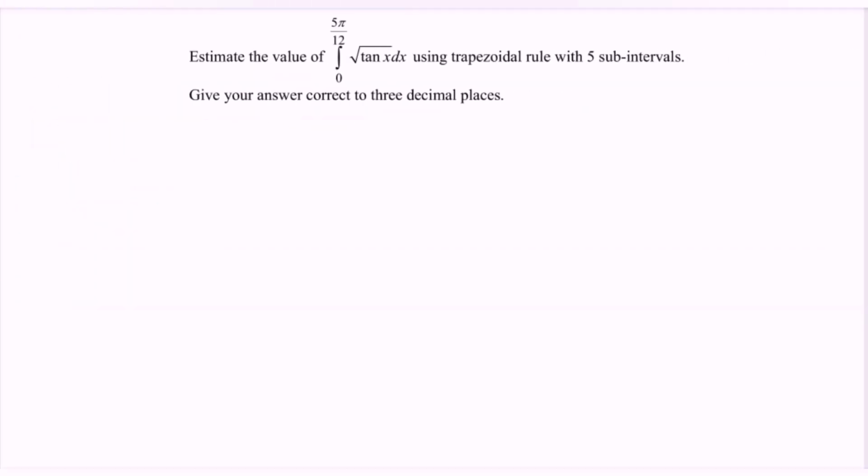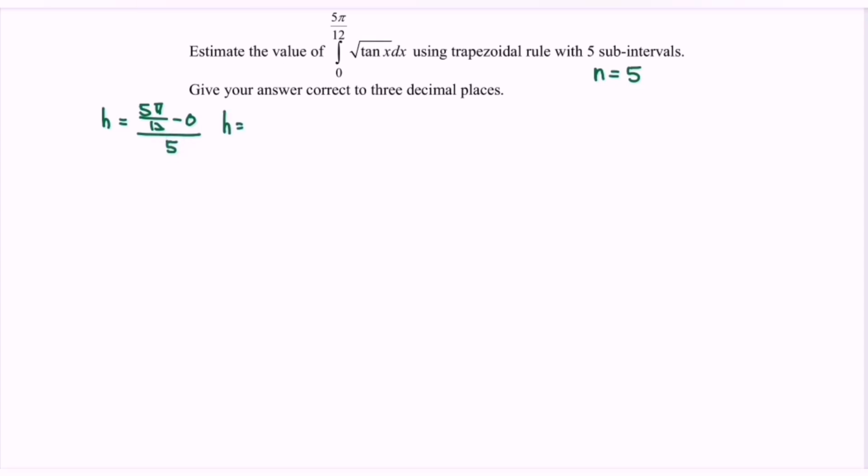Hello everyone, in this video I'm going to discuss the example for the trapezoidal rule. Estimate the value for the situation given using the trapezoidal rule with 5 subintervals. So here, n is equal to 5. Give your answer correct to 3 decimal places. First of all, find the value of h. So h is equal to b minus a, where we have 5 pi over 12 minus 0, over n, where we have 5. h will be equal to pi over 12.